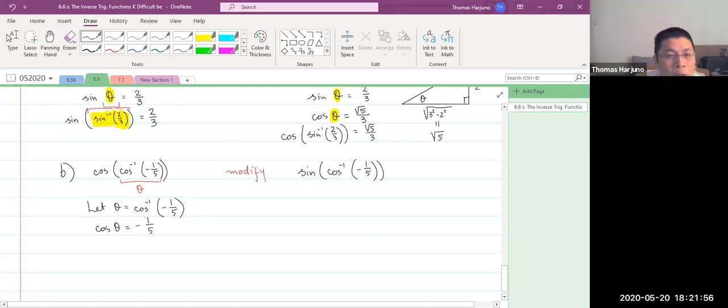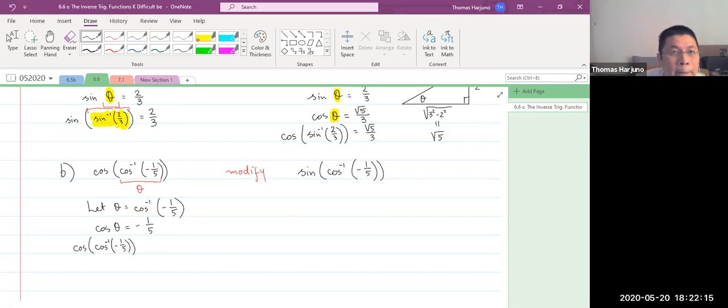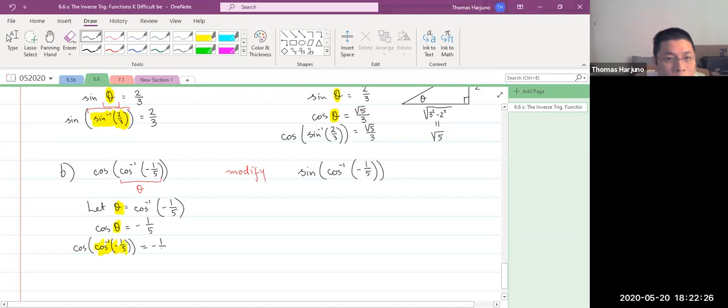Then, oh, you know what? Yes, is there any theta that gives you -1/5? Yes, -1/5 is in the range of cosine, and therefore I can go back and take cosine inverse of -1/5, which is my theta, right? That's my theta. Therefore it is -1/5. Okay. Now the problem is what happens if I have sine?